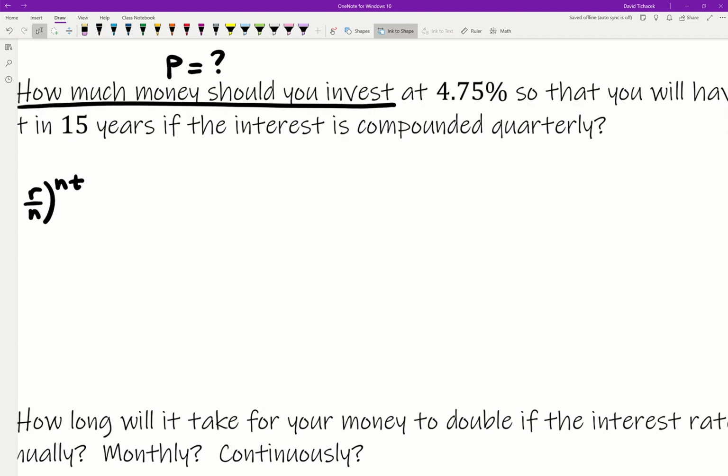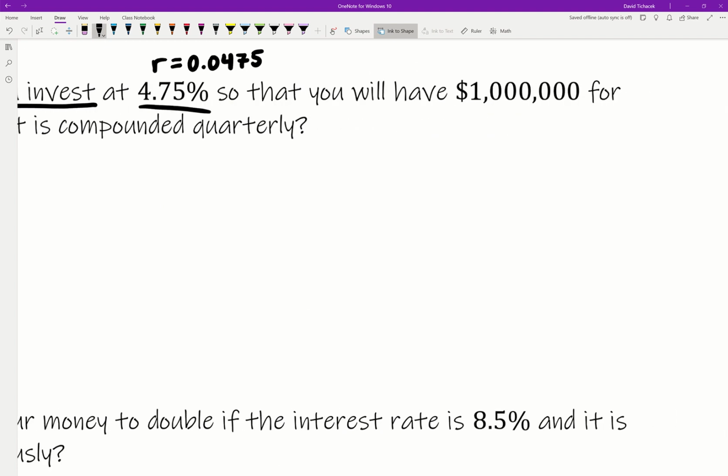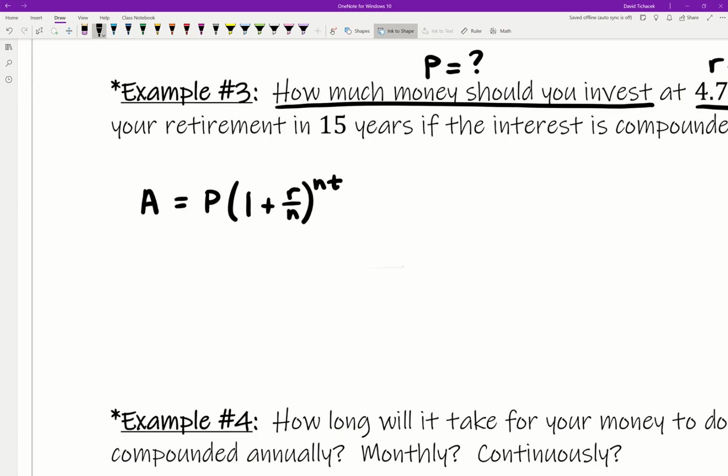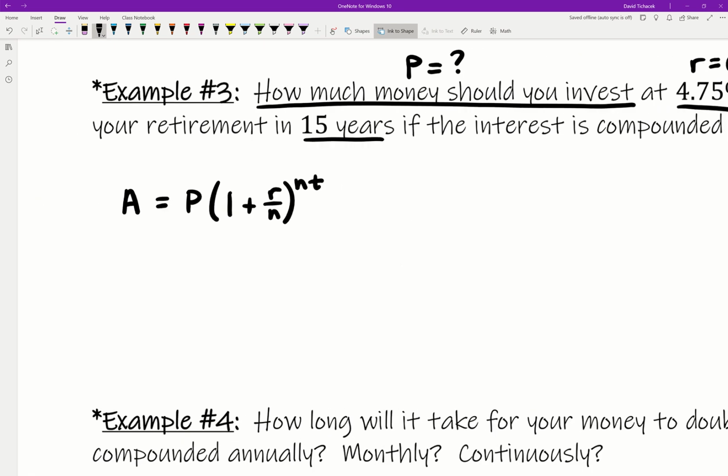So they say at 4.5%, that is your rate. So that is going to be 0.0475 if we divide that number by 100. And then it says so that you will have $1 million. That's going to be A is equal to 1 million for your retirement in 15 years. That's T. So T is equal to 15.